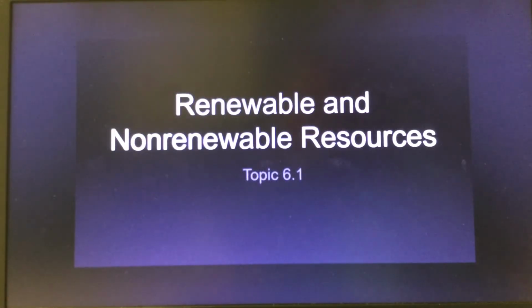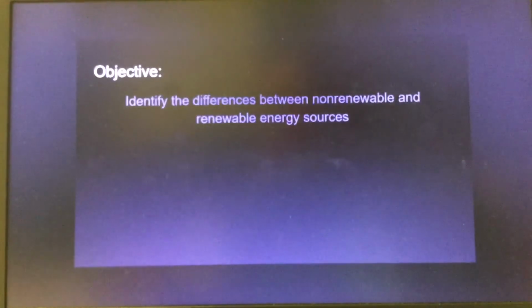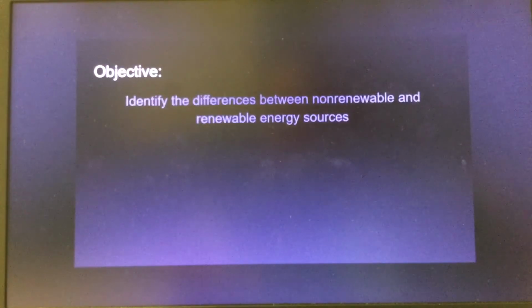All right, so let's start topic 6.1, which is part of Unit 6, Energy, Resources, and Consumption. Topic 6.1 covers renewable and non-renewable energy sources, and the objective that we have for this unit is to be able to identify the differences between non-renewable and renewable energy sources. We have three vocabulary terms: non-renewable energy, renewable energy, and sustainability. All of those are review terms for us, so the lecture should go by pretty quickly.